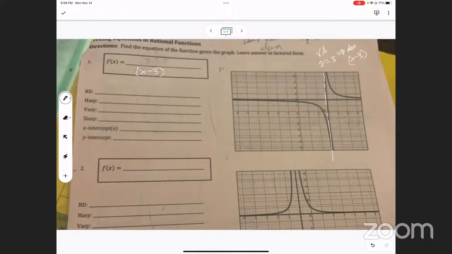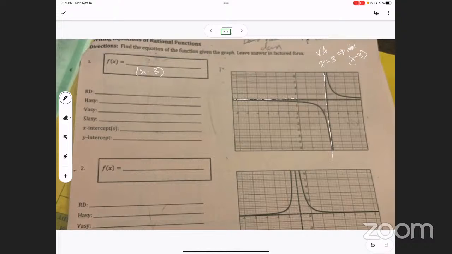I don't see a hole anywhere. Do you see a hole in this one? No. Is that a hole right there? I can't really tell. No, it's just a regular dot. Or that's not even a dot. That's just a pencil mark. Oh, okay.